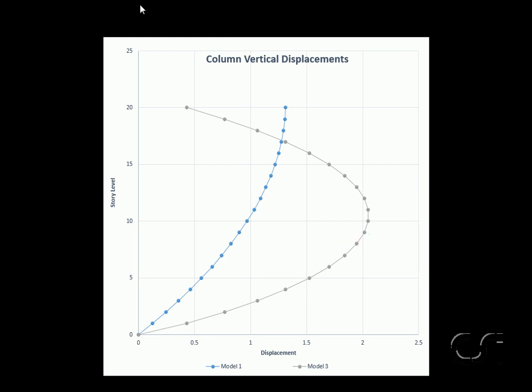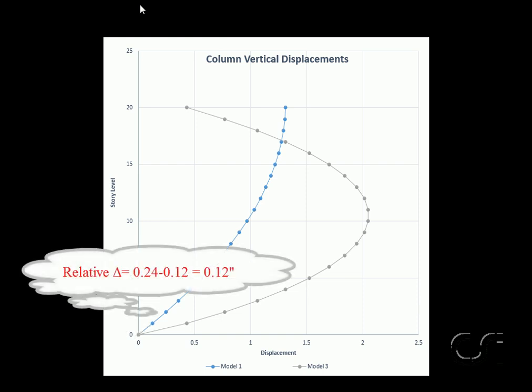For case 1, the displacement at the top of the second story is 0.24 inches, and the displacement at the top of the first story is 0.12 inches, resulting in a relative deformation in the story of 0.12 inches.